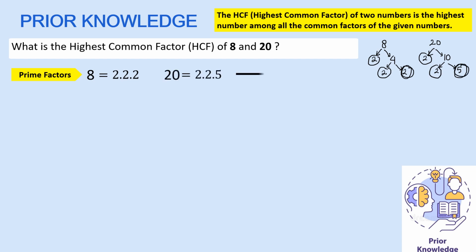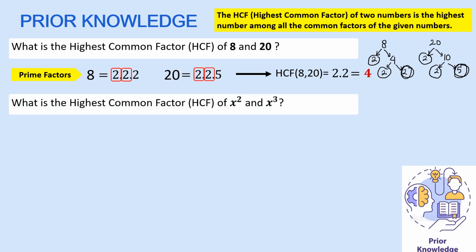So we can get the HCF of 8 and 20 by finding the common factors between 8 and 20 here. Can you find the common factors between them? Yes, they are 2 and 2. So the HCF is 2 times 2 equals 4. Easy, right? So let's check the next problem.